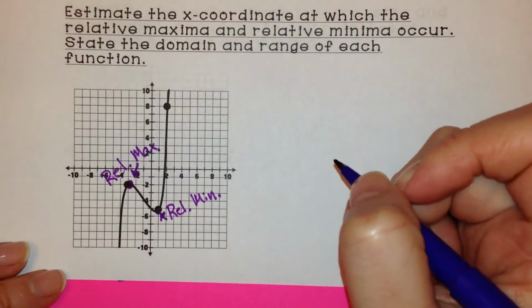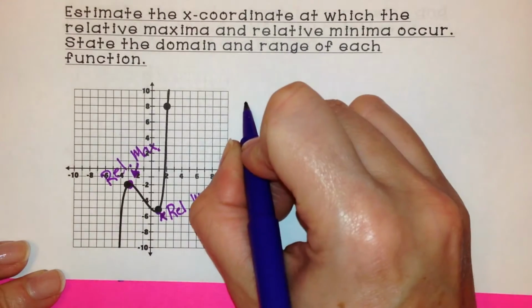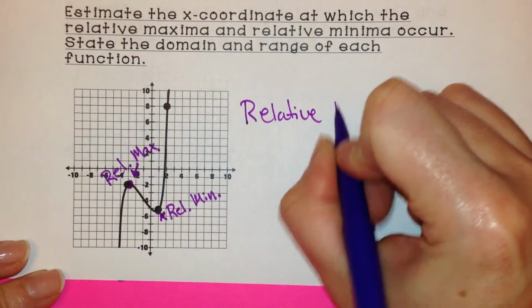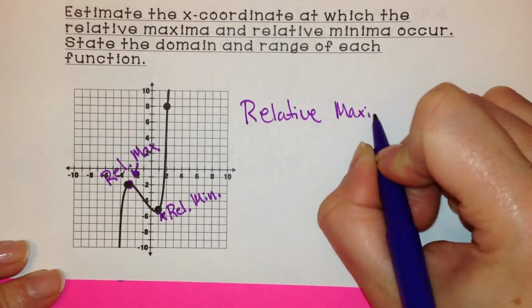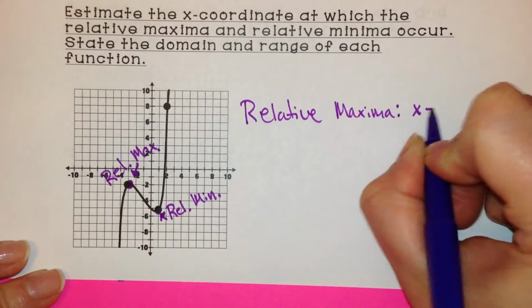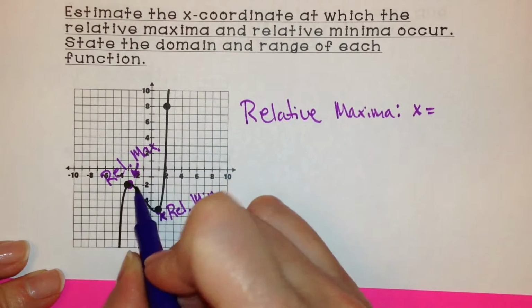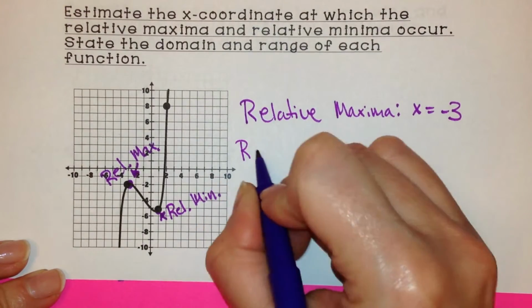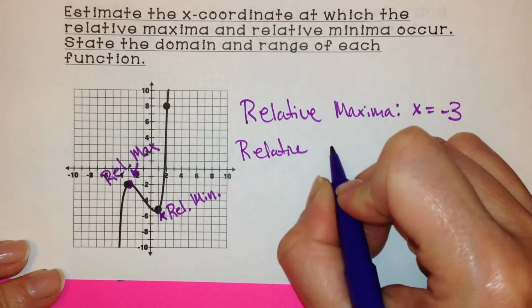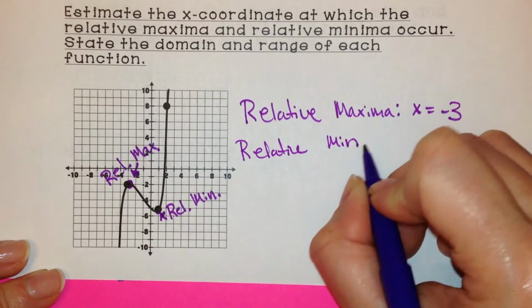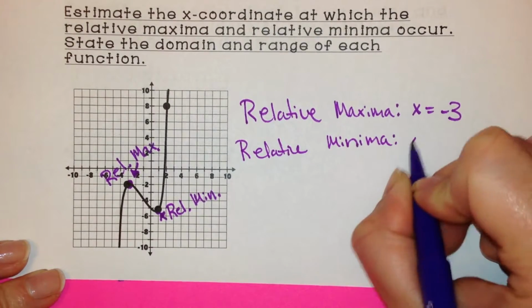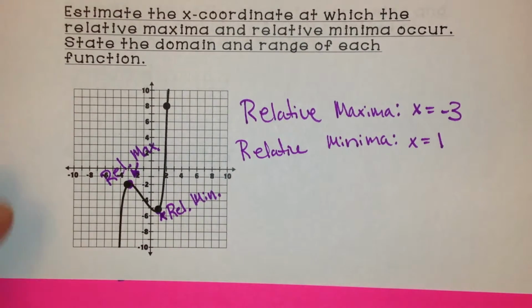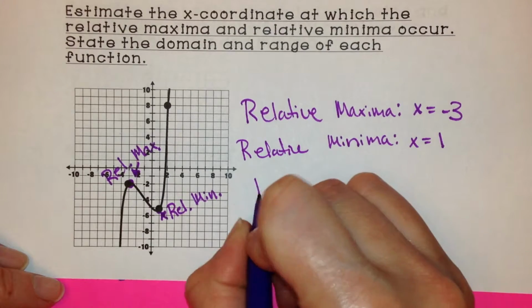So I'm going to estimate the x values. So my relative maxima is approximately where x equals -3. Then relative minima is where x equals +1. Okay, then I also need to look at domain and range.